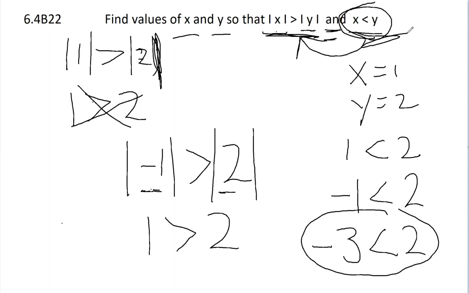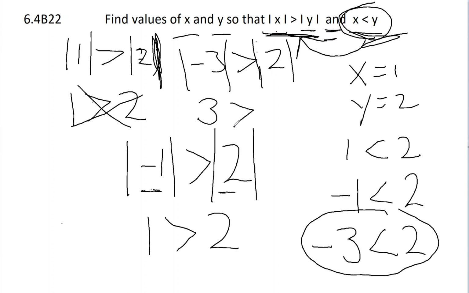And now what if we said the absolute value of negative 3 is greater than the absolute value of 2? So let's put those signs over here. The absolute value of negative 3 is 3, and 3 is greater than the absolute value of 2. So that will work. So that's one example of values that would work.